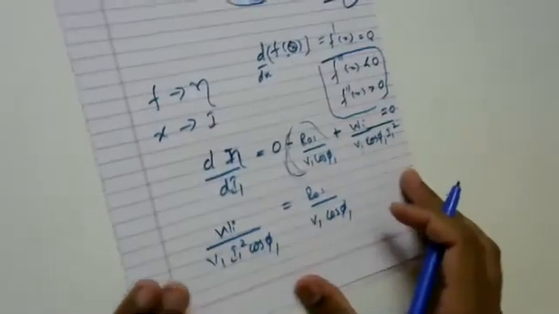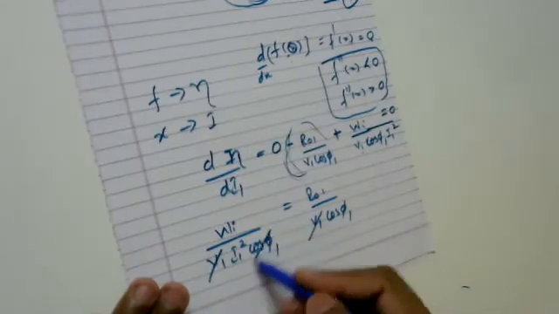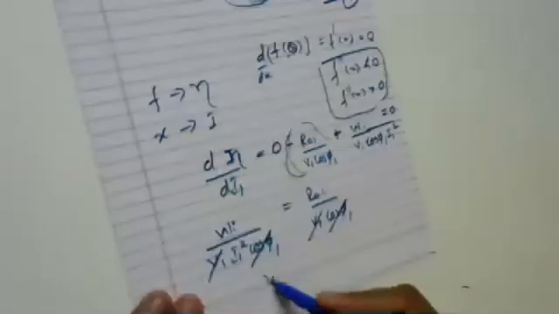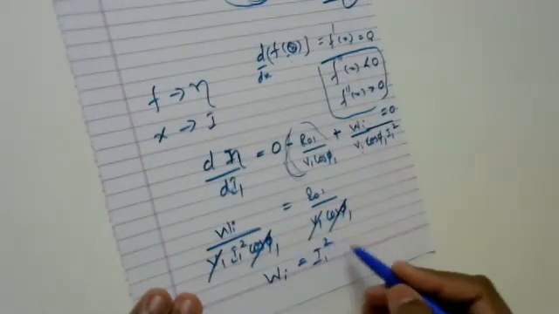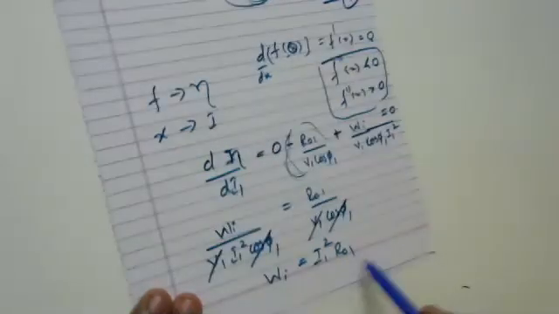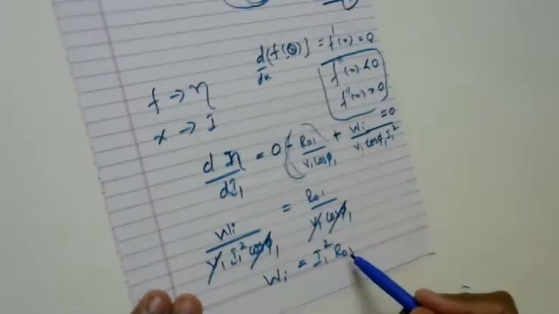Okay, so what happens here? V1 on either side gets cancelled. Cos phi 1 on either side gets cancelled. What is left out? Wi, the iron loss, is equal to I1 square R01. Now, what is this equation saying? What is this I1 square R01?